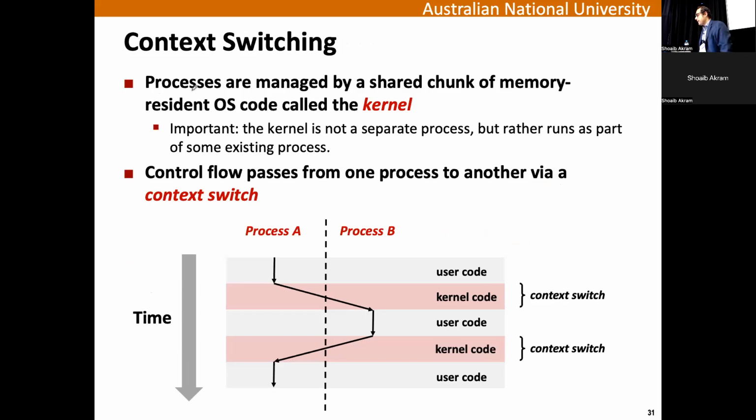So processes are managed by the kernel, which is always resident in memory. It's a core component of the operating system. The kernel is not a separate process, but it actually runs as part of the existing process. When processes make system calls, you start running the kernel code, and you come back and start running the user code.